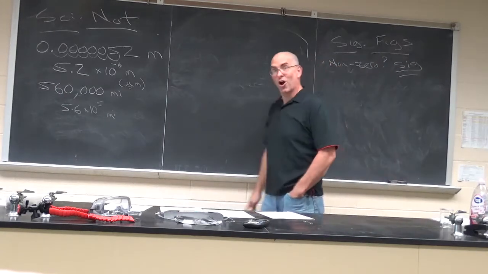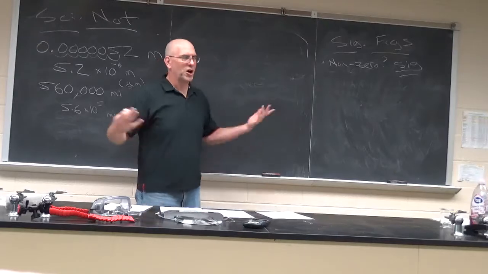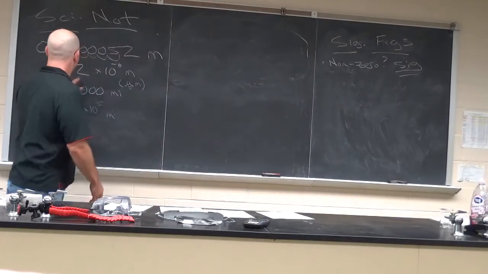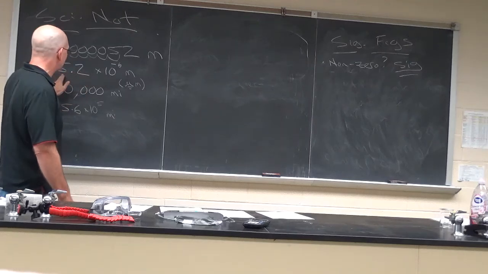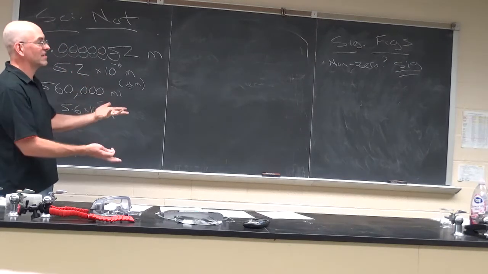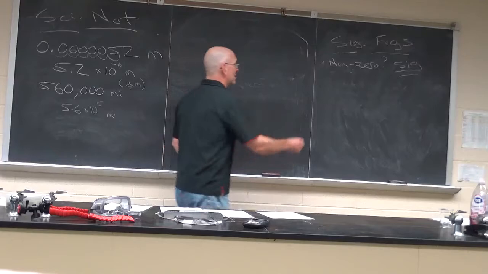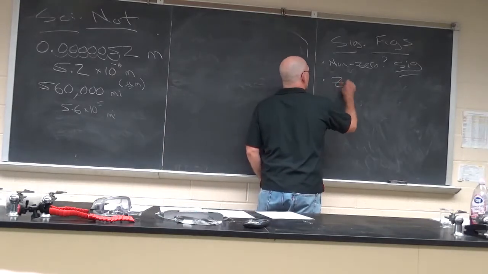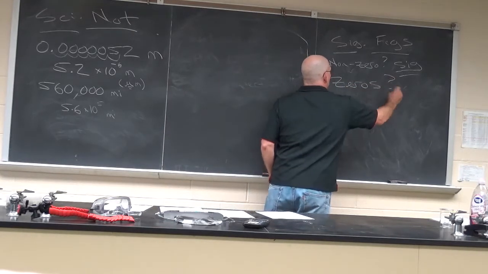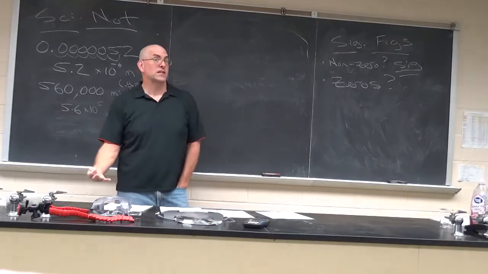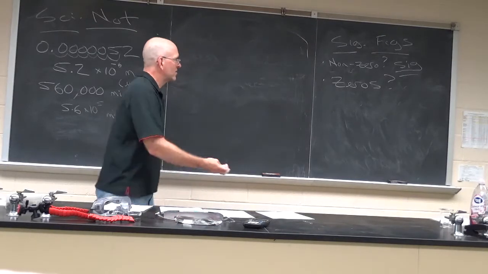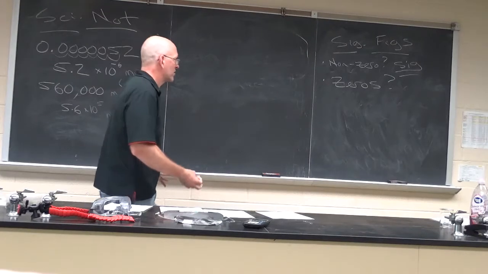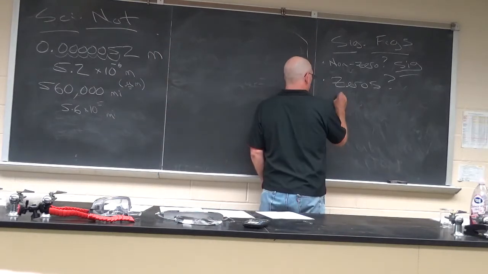If it's not a zero, it's significant. Some instrument had to measure this 5 and this 2. So the 5 is significant, the 2 is significant. If it's not a zero, it's significant. The main thing is, when are zeros significant and when are they not significant? Well, there's a bunch of cases where we can have a zero. So let's just look at those.